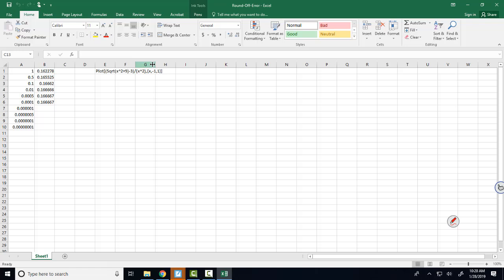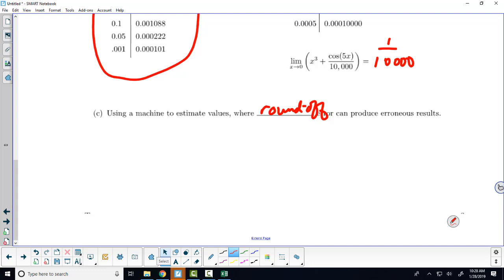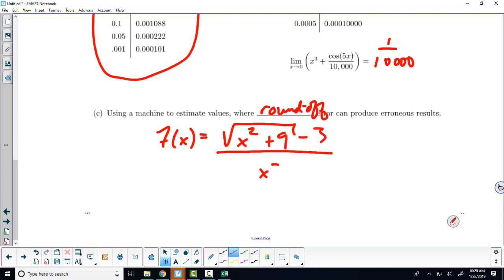So here I've taken, let me give you the function. Sorry about that. Let me put it on the board so you've got it here. Let's look at this function right here. f of x is equal to the square root of x squared plus 9, minus 3, all over x squared. And we're looking at the limit as x approaches 0 of f of x. I want to explore the behavior as my x values get closer and closer to 0 for this particular fraction. It's not quite a rational function because of the square root.